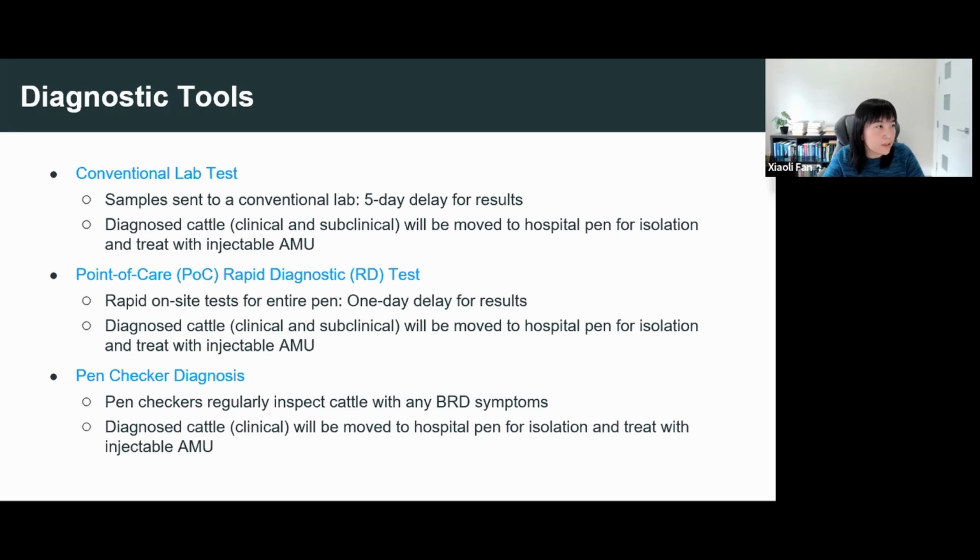And for the conventional lab and rapid diagnostic, the test can identify both the clinical and the subclinical animals. So it means that even if the animal doesn't have symptoms, it can be identified. The third one is where we assume only a pen checker was there to do the diagnostic, and the pen checker checks the cattle every day. For the pen checker, only the clinical animals can be identified. The subclinical ones cannot be identified.